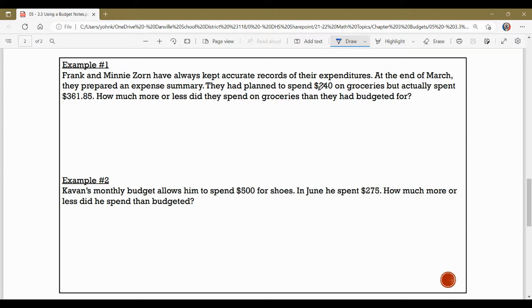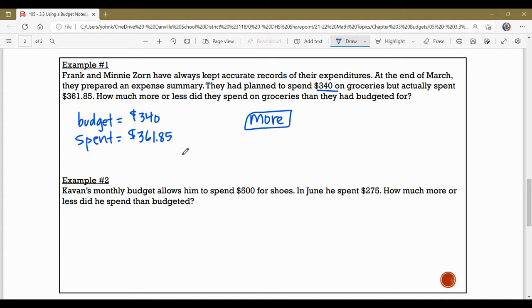Well, they planned to spend 340. So I got these backwards. Their budget was $340. They spent $361.85. So they spent more than they had budgeted for.